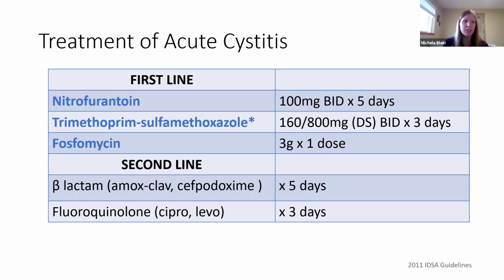So your first line agents are highlighted in blue here, and those are nitrofurantoin, Trimsulfa, and also fosfomycin. And I want to highlight on the right side, I did put the doses and duration, and no need to memorize the doses. These are always things you can look up. But I just want to highlight the length of the doses.